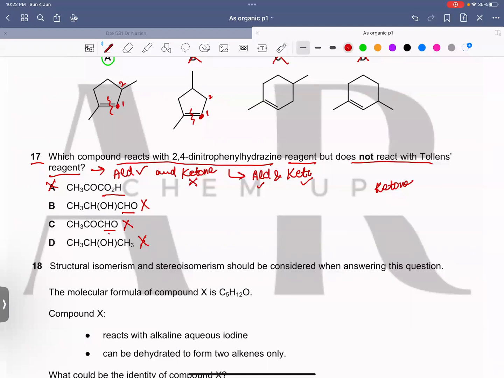Tollens reagent. Sorry. In A, carboxylic acid doesn't react with anything, but here we have a ketone, right? So that ketone can react with 2,4-DNPH, but does not react with Tollens reagent. B, C, and D are marked as wrong, and A is the correct answer. Okay, Dawood, your question is, sir, when double bond breaks, why does ketone form?